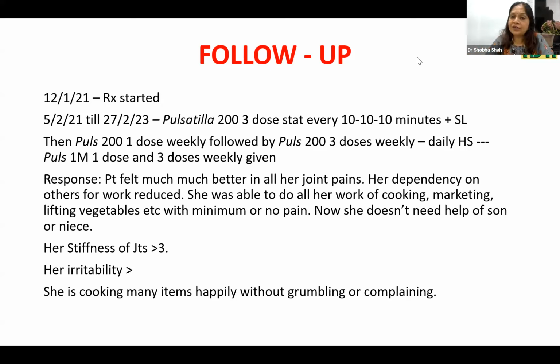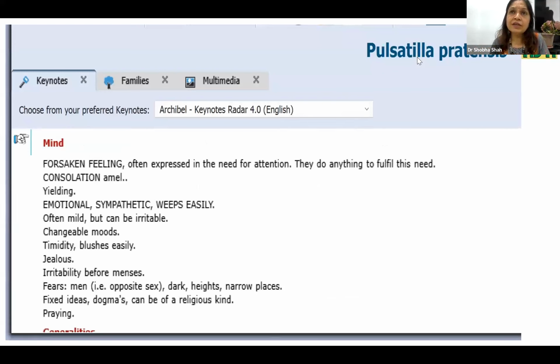But later on, she started doing everything. She started cooking, going to the market, bringing the vegetables, and doing whatever she had to with a minimum of pain. She did not need any help from the son and the niece. Her stiffness of the joints reduced, irritability also reduced, and she started cooking happily without grumbling or complaining. Then she also developed an interest in beauty parlor work, so she started doing that also, for some part-time.